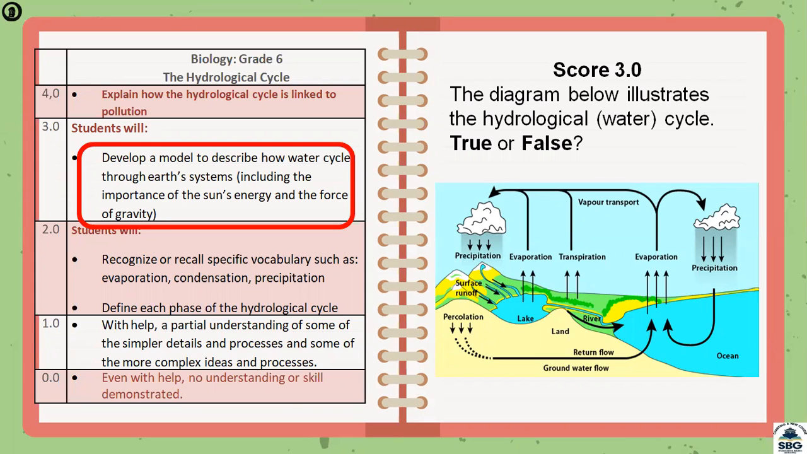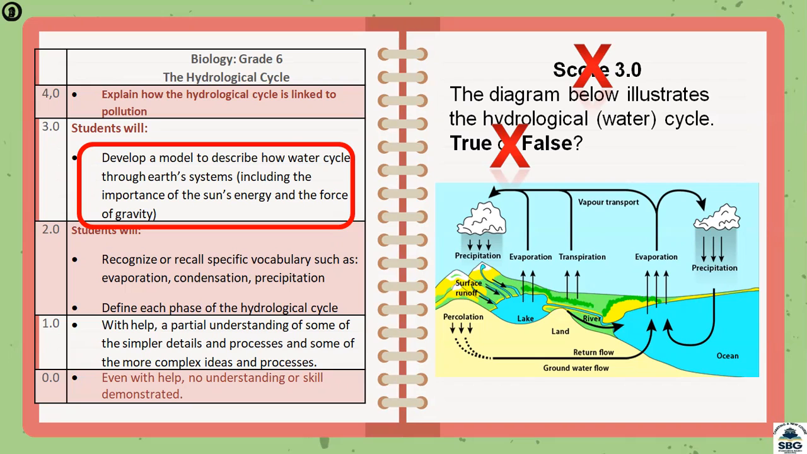The teacher has determined this question to be a Score 3, but Score 3 on the Science Proficiency Scale reads, develop a model to describe how water cycles through Earth's systems, including the importance of the sun's energy and the force of gravity. The assessment item is not aligned to the Score 3 bite-size idea. Secondly, a true or false question generally is not appropriate to assess Score 3 content on a proficiency scale. We learned this in the first tutorial.